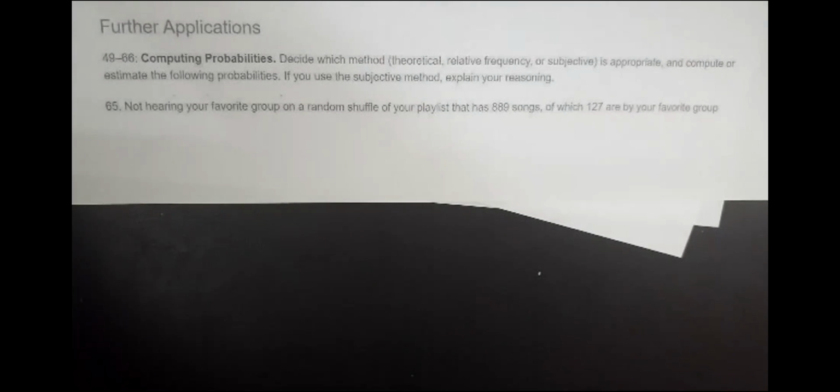What does it say? Computing probabilities: decide which method, theoretical, relative, or subjective, is appropriate, and compute or estimate the following probabilities. If you use subjective method, explain your reasoning. Not hearing your favorite group on random shuffle on your playlist that has 889 songs, of which 127 are by your favorite group. So I know they probably just want a method, but we're probably going to solve it.